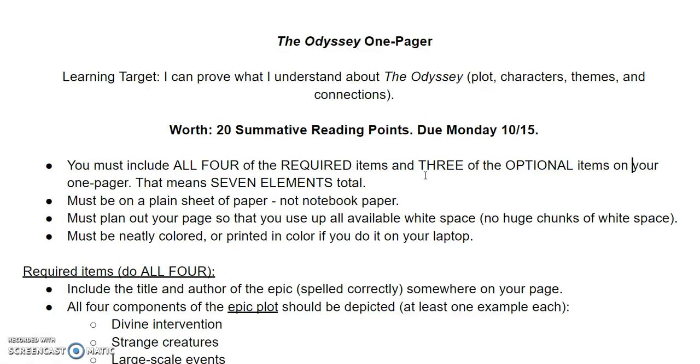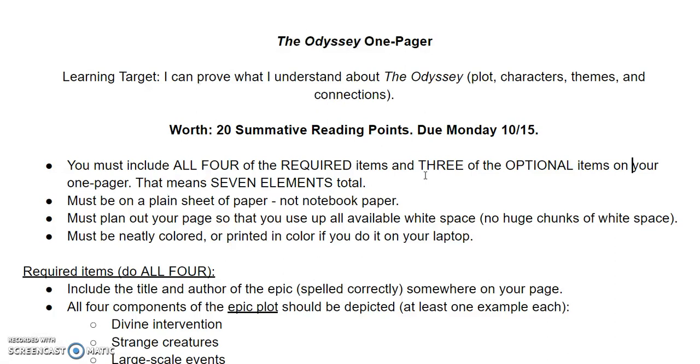So this will be nice to prove that you've read, and it'll also be a good review for you, I think. A lot of these things are things that are on the study guide for the test anyway, so if you have to think about them to do this project, I'm hoping that will help you. So you'll have 7 elements on your paper.